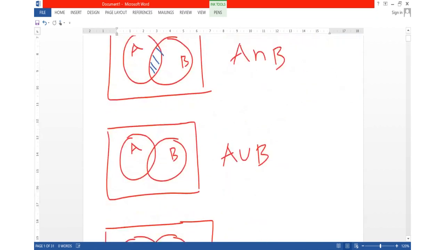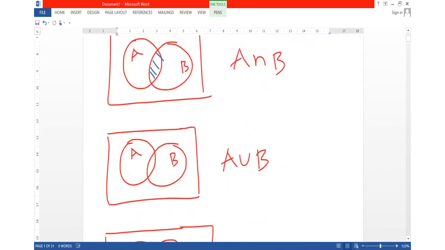If we come to union, the union is all the elements that belong to A and B, and the union will be given by this. The elements that belong to A and all of it, those will be given by the union. For union, you take all the elements, but without repetition, remember.